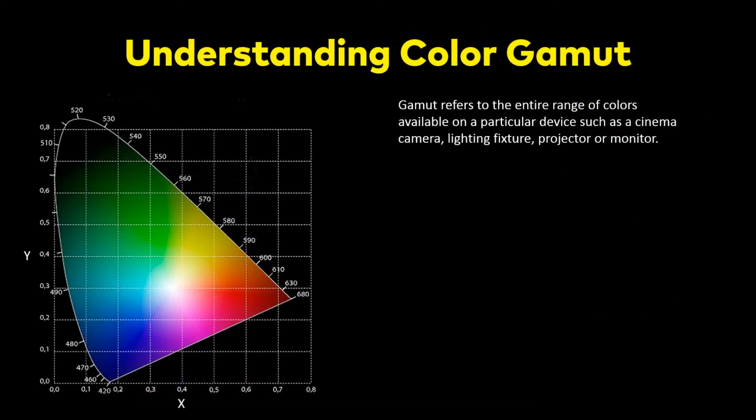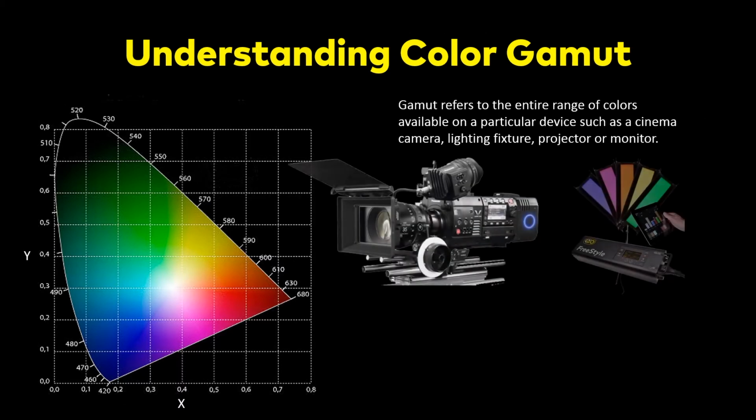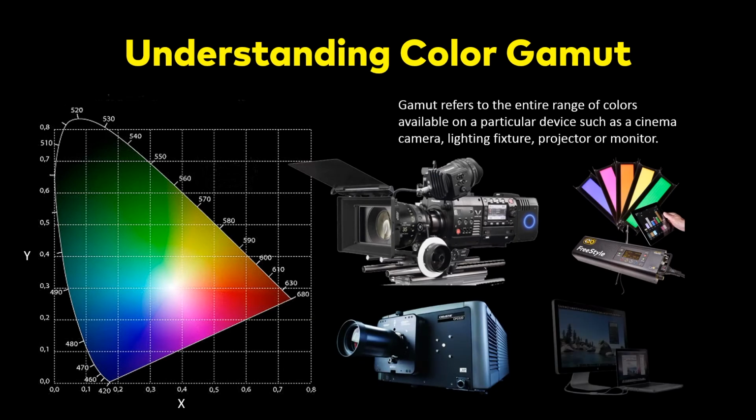I think we also need to understand gamut. It gets bantered a lot. What exactly is it? Gamut refers to the entire range of colors available on a particular device, such as a cinema camera, a lighting fixture, a projector, or a monitor. These will all have their own gamut, and they don't necessarily all have to align with each other. That green line represents Rec 709. That is your basic workflow that we've had for the last 10, 12 years.